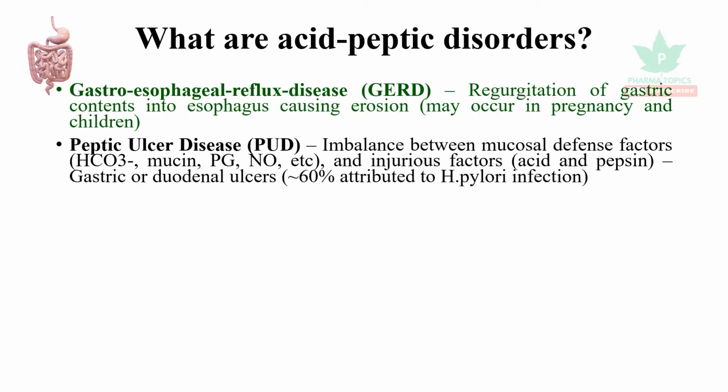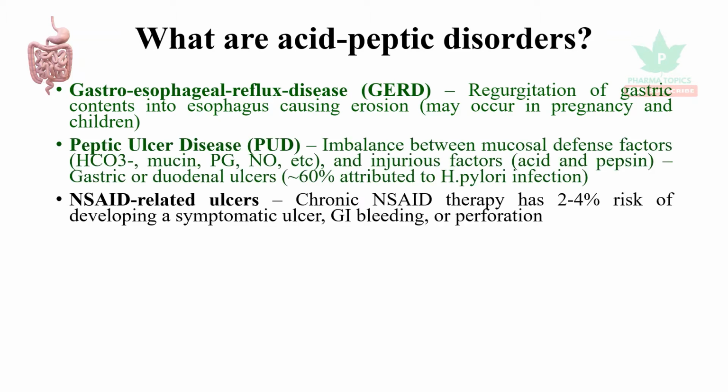Next is peptic ulcer disease. It is an imbalance between the mucosal defense factors such as bicarbonates, mucin, prostaglandins, and nitric oxide, and the injurious factors such as acid and pepsin. About 60% of the infections are due to H. pylori. That too infects the gastric or duodenal area.